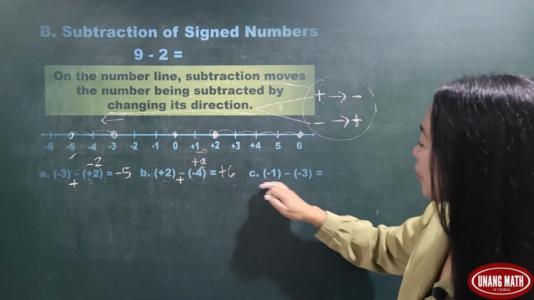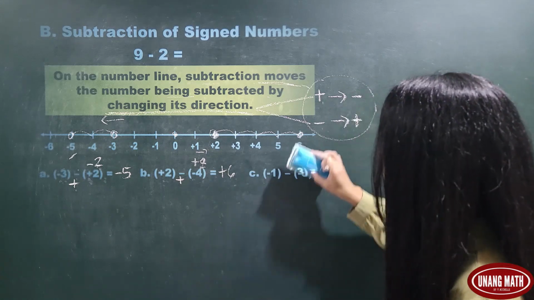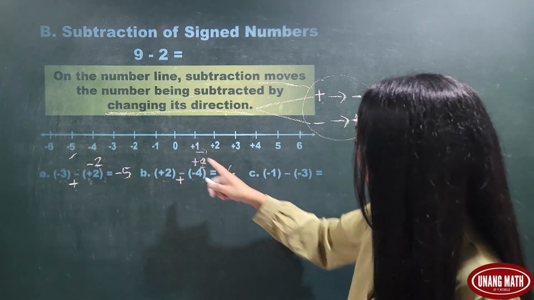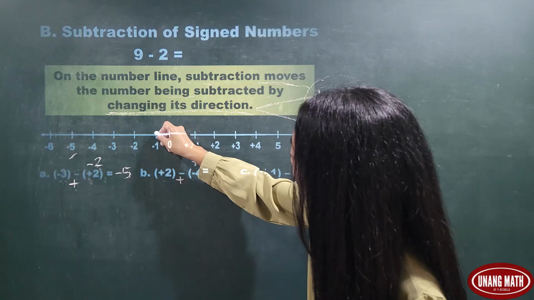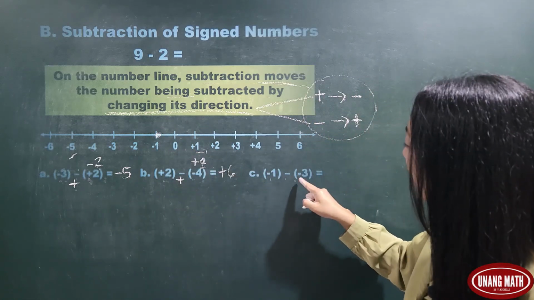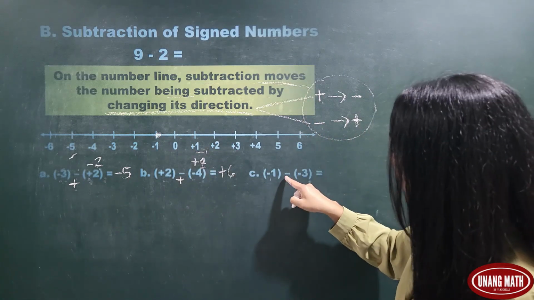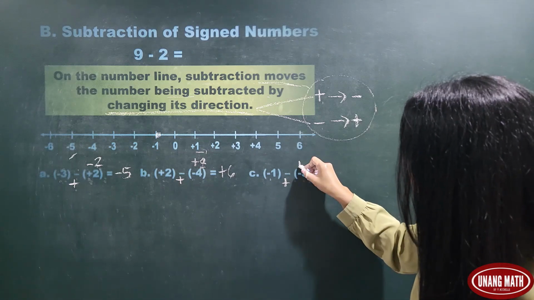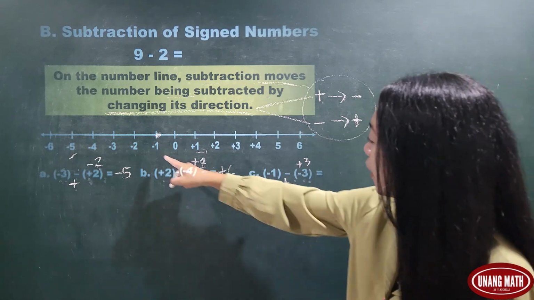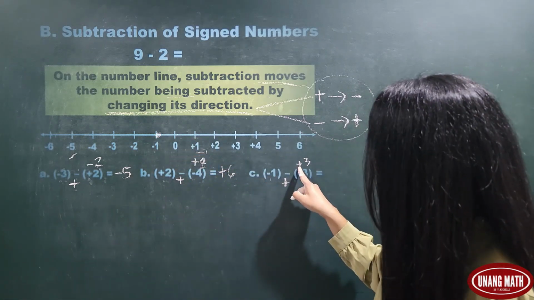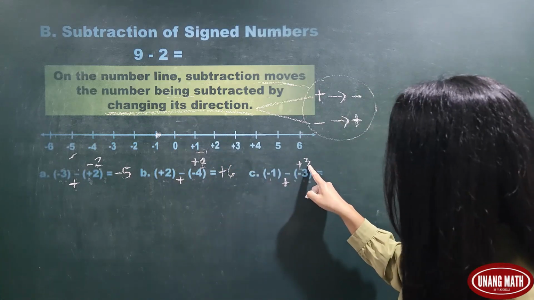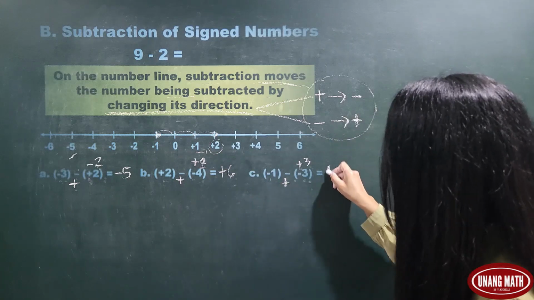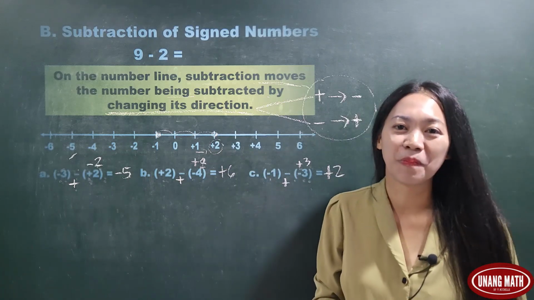Let's have the third example. Negative 1 minus negative 3. On the number line, negative 1 is this point. Minus negative 3. When we move, the minus sign becomes a plus sign. Change the direction. Negative 3 becomes positive 3. So from negative 1, we need to move to the right. How many times? 3 times. So 1, 2, 3. The answer is positive 2.